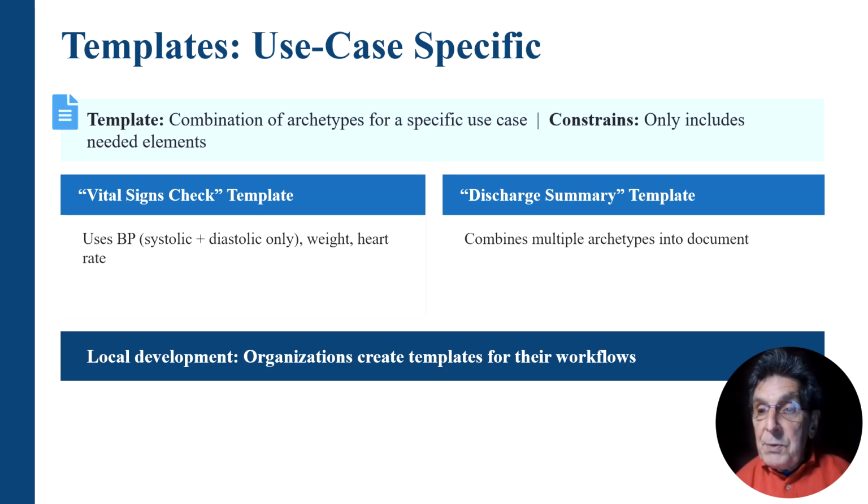Let's look at another example, discharge summary. The discharge summary template combines archetypes for diagnosis, medications, procedures, and follow-up instructions into a document structure appropriate for discharge. Templates are typically developed locally. An organization creates templates that match its particular workflows. But templates built on archetypes that are developed and shared internationally balance local customization with global standards.